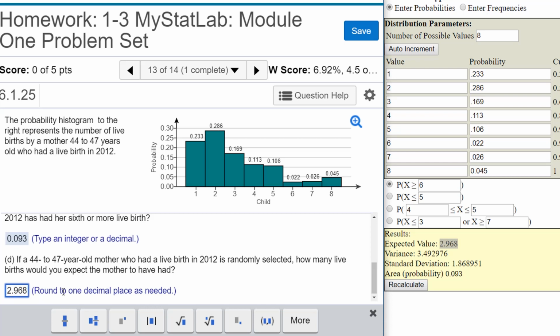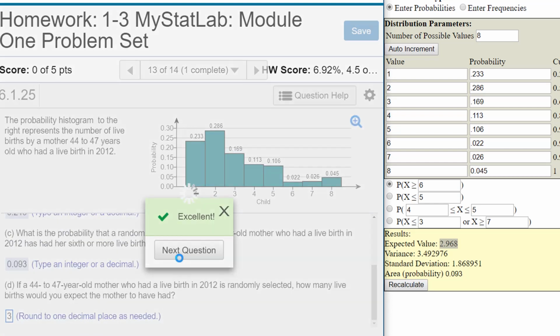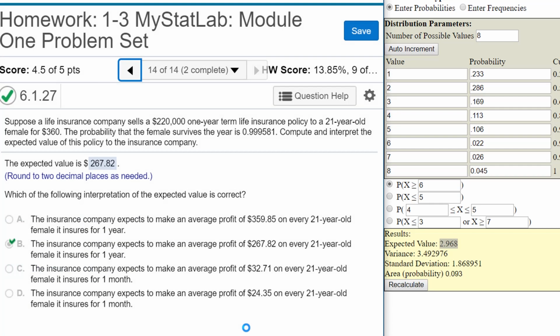Rounding to 1 decimal place rounds it to 3.0, since the 9 rounds up to 3. So it's going to be 3 on average. It was the third birth. Just happened to round to a whole number, but that isn't always going to happen.